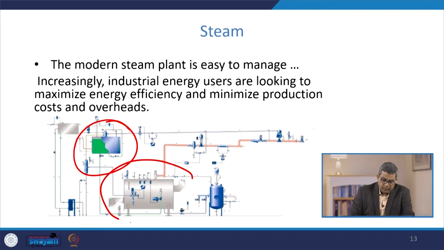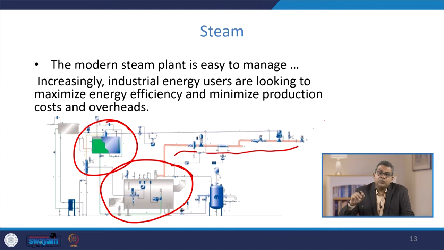This is the main boiler assembly. We will discuss the anatomy of this main boiler assembly in due course of time. Now, here you see the steam distribution network, which distributes the steam to the point of use. Here, this is the blow down valve or blow down tank.